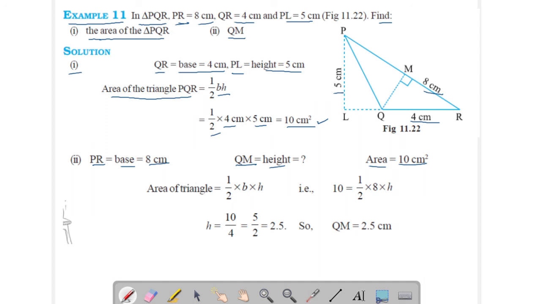Now use the formula of the area of a triangle. The area of a triangle is given by half into base into height. Put its values. You will get 10 equal to half, base is 8 centimeter, and height you have to find out. From this equation, find the value of h. The h will be given by 10 upon 4, and if you simplify it you will get 5 upon 2, and in decimal you will get 2.5. So QM equal to 2.5 centimeter. This is your answer.